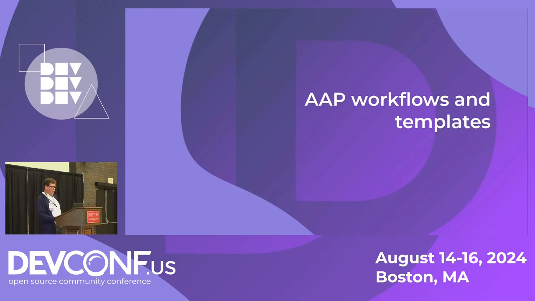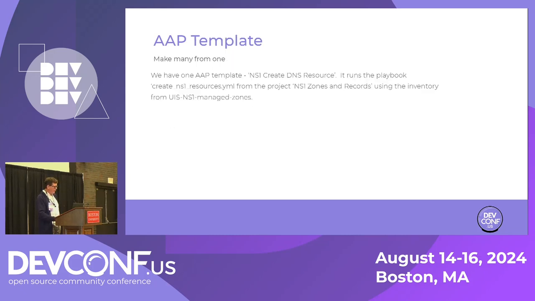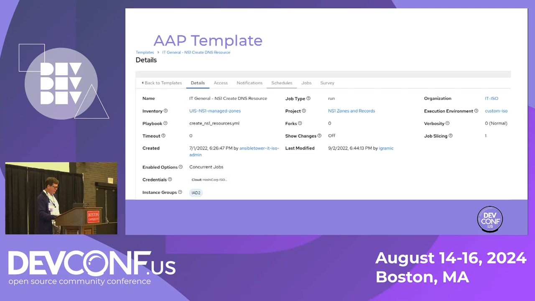So we also have Ansible automation workflows and templates. There are two projects to host the playbooks, synchronized from a GitLab repository. We also have another Ansible automation project that hosts the inventory of host names and records, synchronized again from the GitLab repository. And then we have an Ansible template. It's just the one that basically runs the playbook against the inventory. And there's a nice picture of our template. Nothing exciting here, only that it's hosted in the Zones and Records project, and our inventory is the managed zones inventory.